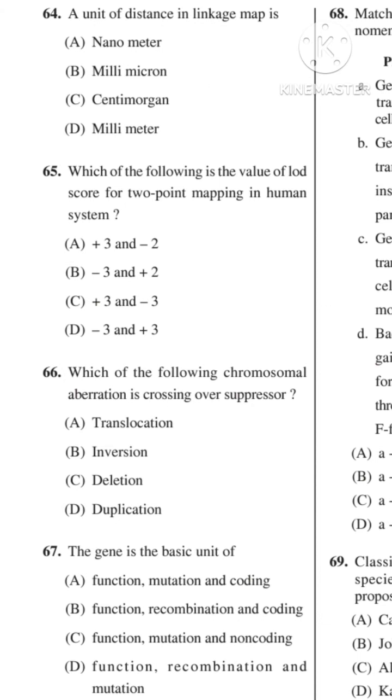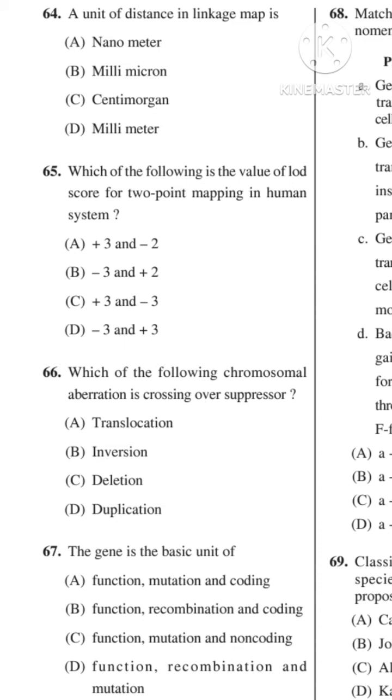So question number 65. Which one of the following is the value of Lod score for 2-point mapping in human system? It is a direct question. The right answer is +3 and -2. Option A is the correct answer.